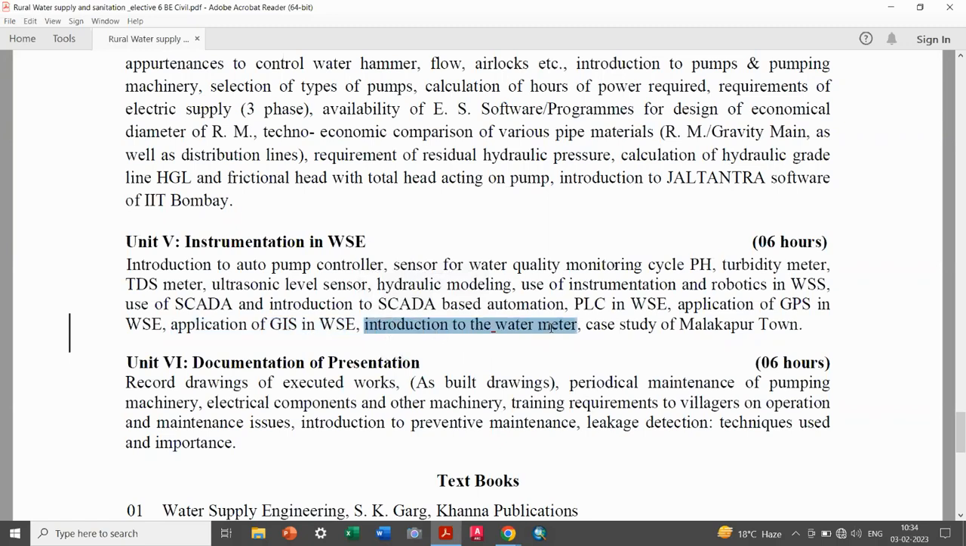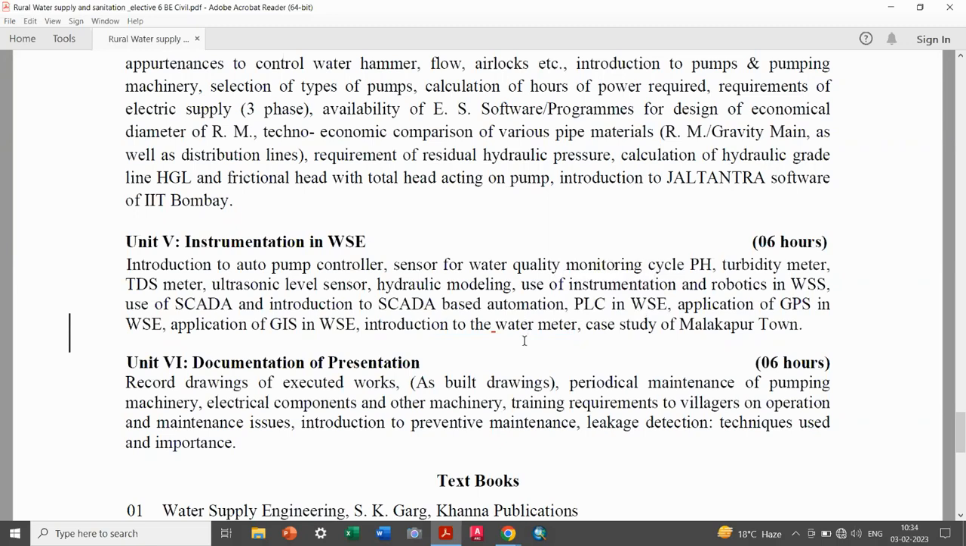So, introduction to the water meter. You can see the quantity of water to be supplied to each household can be measured, and accordingly they can be charged. In some rural areas, water meters are not there, but in urban areas, water meters are there. In rural areas, they will provide the water for a particular period of time in some common places if it is not provided up to each house.